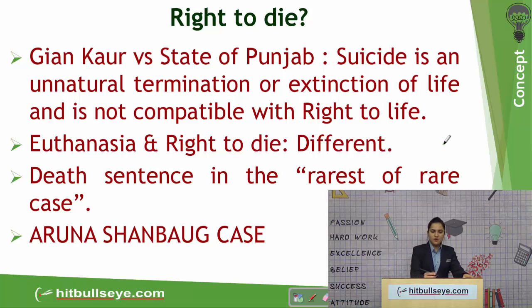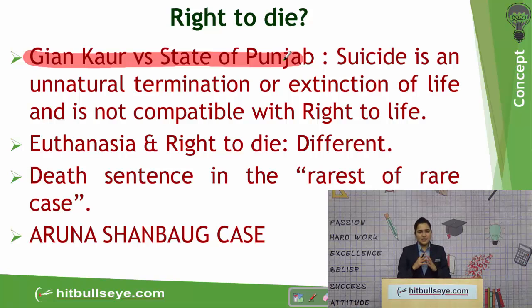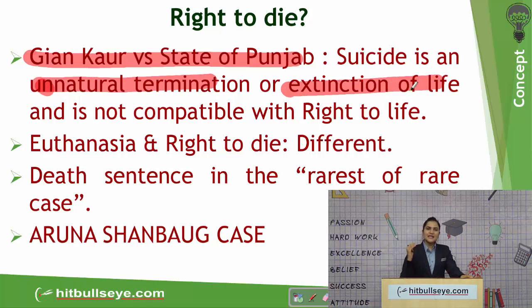So, in the case of Gyan Kaur versus State of Punjab, they very clearly laid down that suicide is an unnatural termination or extinction of life, and it cannot be compatible with right to life. So, right to die does not flow from right to life. Then, how is the concept of euthanasia different from right to die?